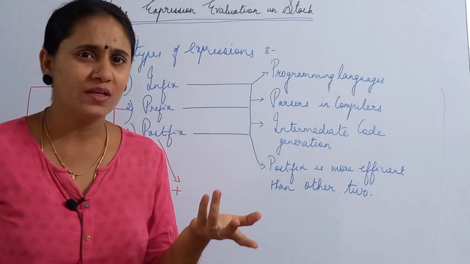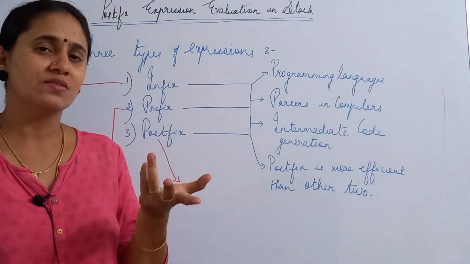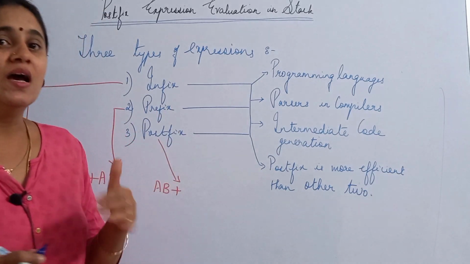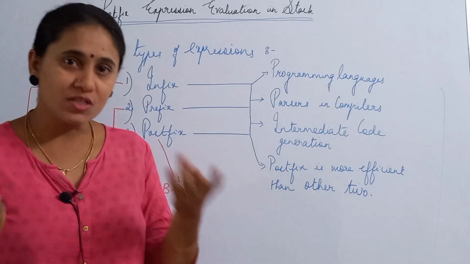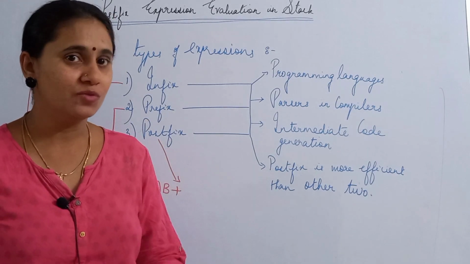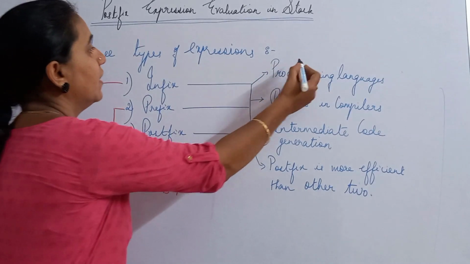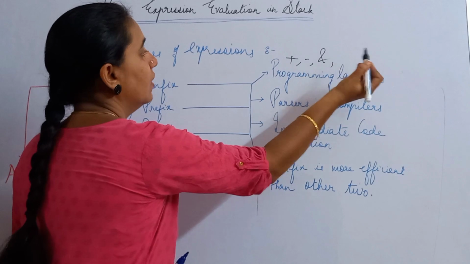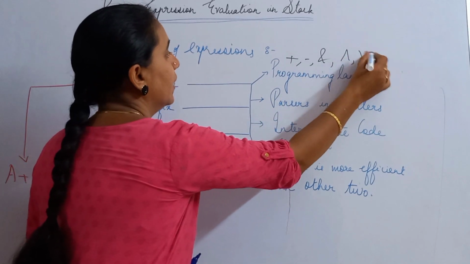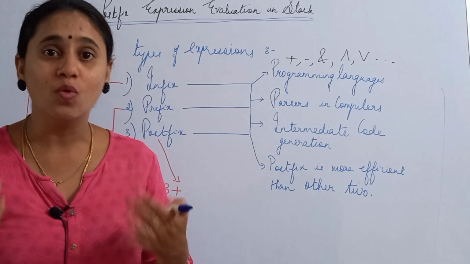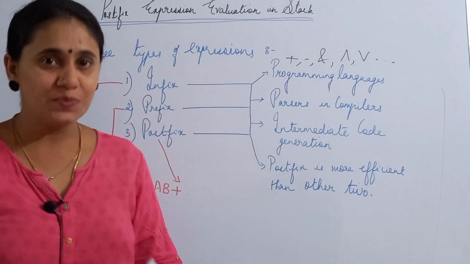So what is an operator? The general meaning of operator is nothing but arithmetic operators, logical operators or mathematical operators, whatever we are using. For example, plus, minus, and like this you can go on, right? So these are different types of operators that we use for evaluating the expressions.